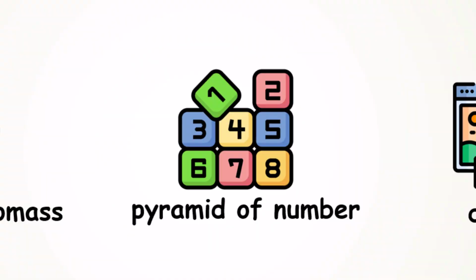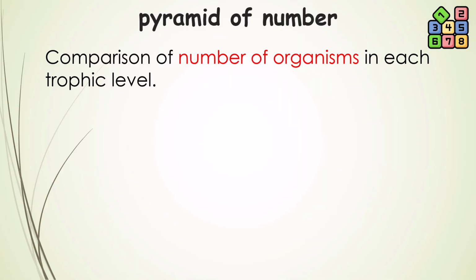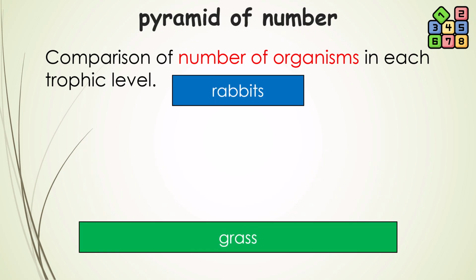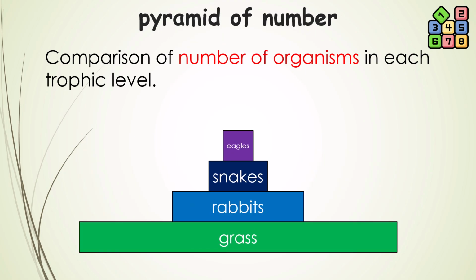Pyramid of number allows us to compare the number of organisms present in each trophic level. This is much easier because you just have to count. So no animals were harmed during the process of making this pyramid of number of grass, rabbits, snakes, and eagles. In this food chain, the pyramid is similar to the pyramid of biomass, but in other food chains, the shape of the pyramid might look different, since it does not take into account the size and mass of the organism.